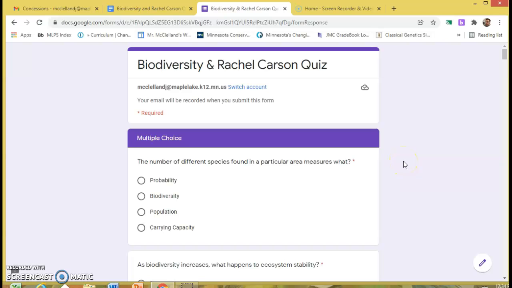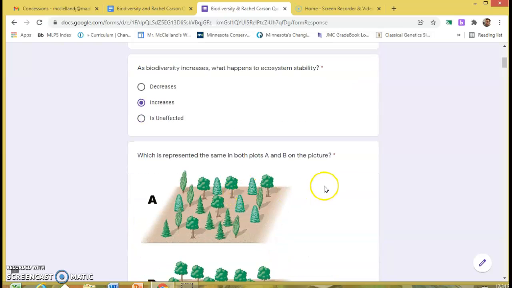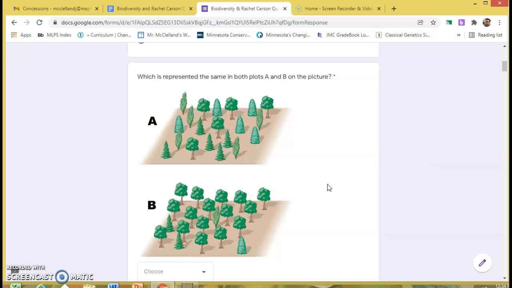Number of different species found in a particular area measures what? It's a definition of biodiversity. Biodiversity increases, what happens to ecosystem stability? The more organisms you have in an ecosystem, the more stable it is. So if you increase organisms, increase biodiversity, you increase stability, which is represented the same in both plots A and B on the pictures.